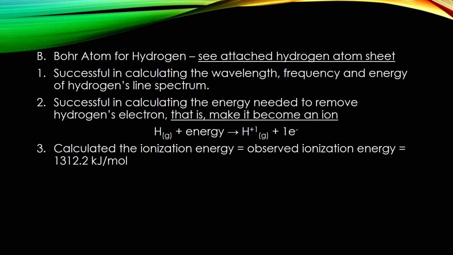We'll take a look at the Bohr hydrogen atom in a second, but just understand that his model was successful in calculating the wavelength, frequency, and energy for hydrogen's line spectrum. He was also successful in calculating the energy needed to remove hydrogen's electrons to make it an ion. So he was able to calculate the ionization energy for hydrogen through observations.